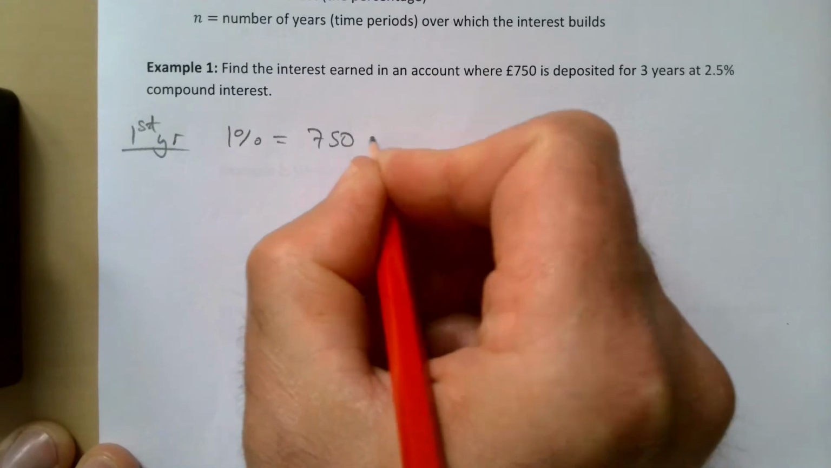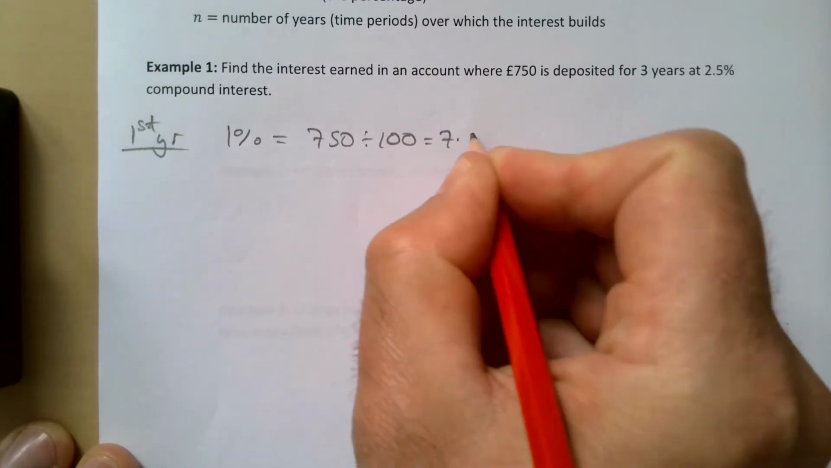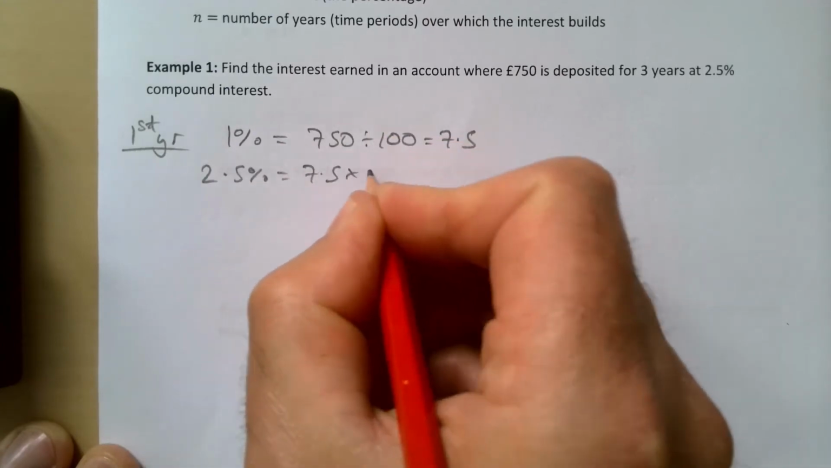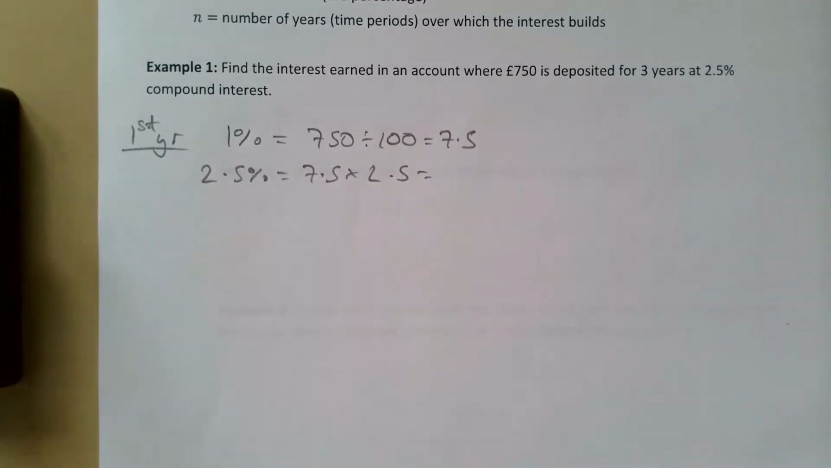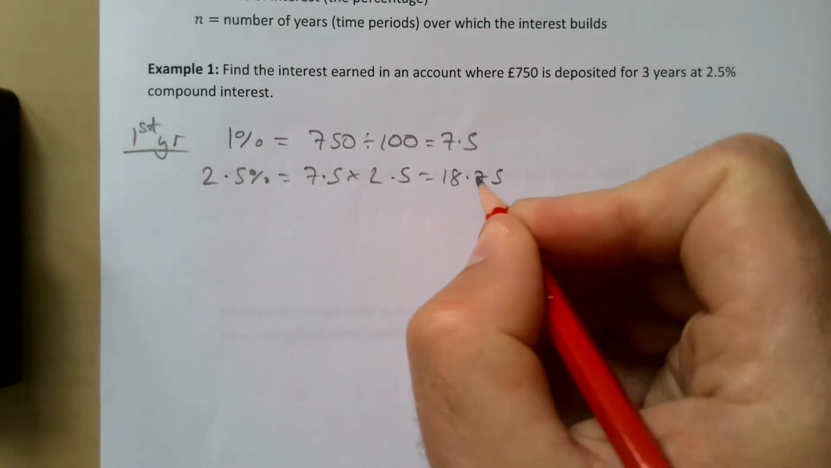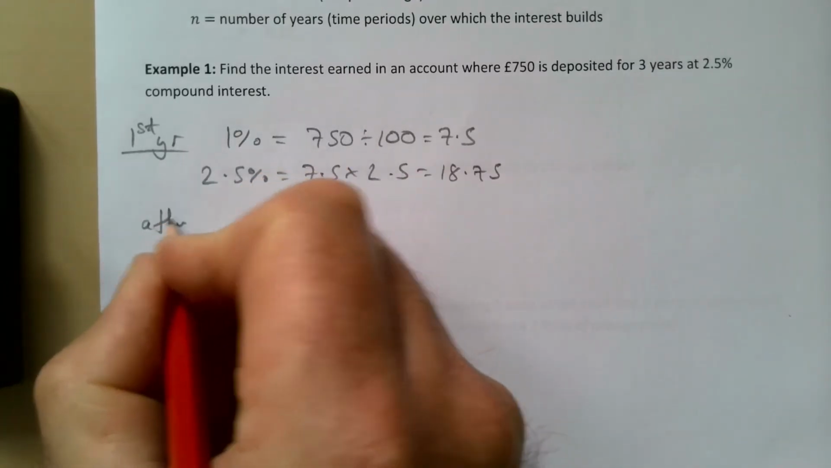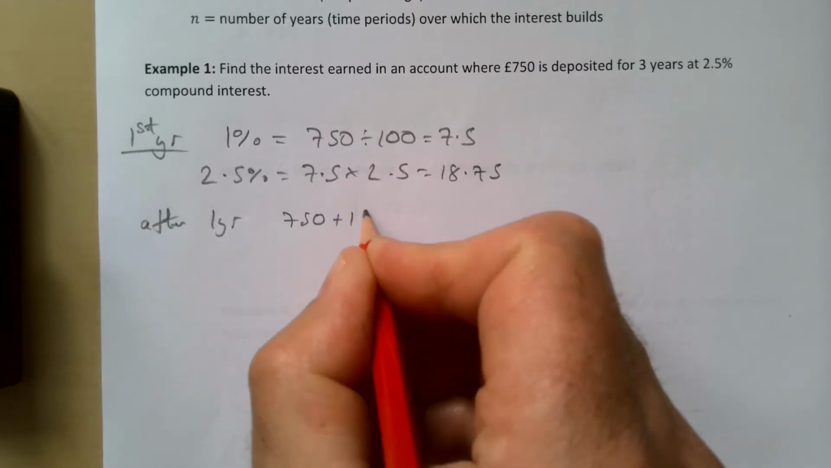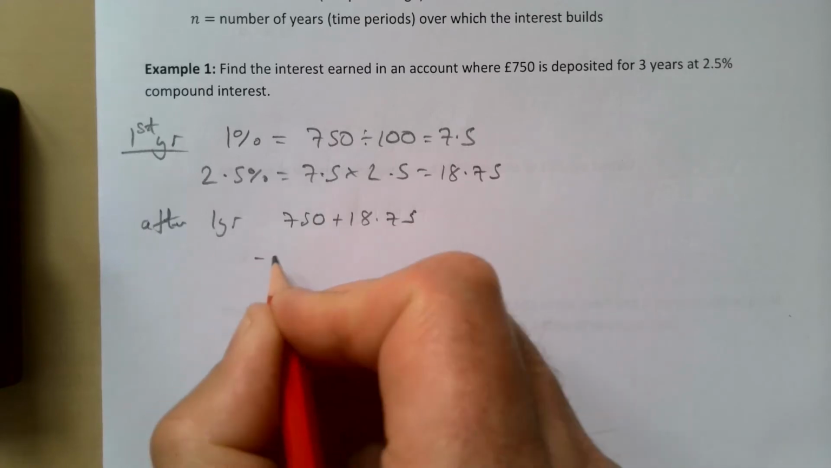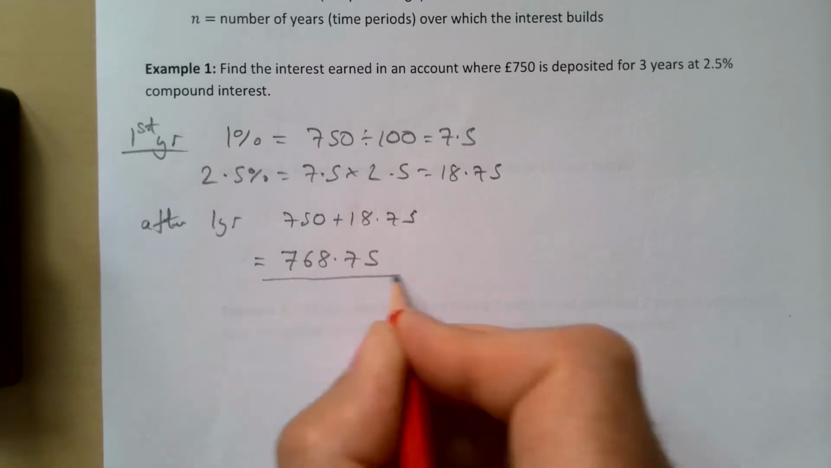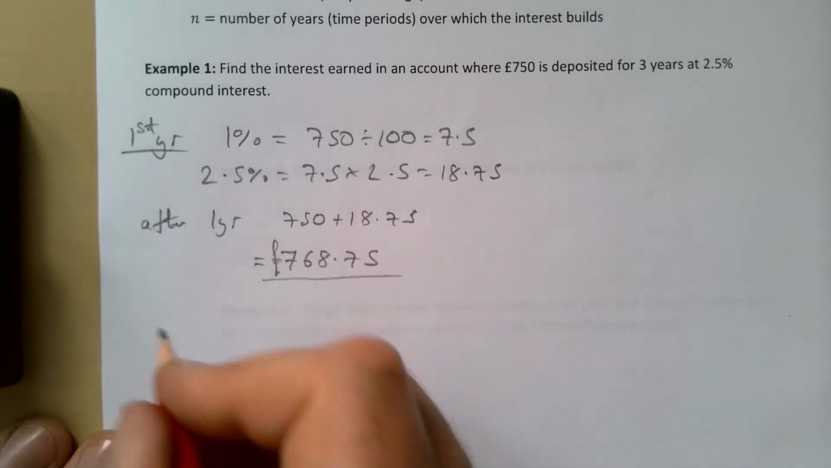which is 750 divided by 100, which of course then is 7.5. 2.5%, then, is 7.5 multiplied by 2.5. This gives us 18.75. So after 1 year, we have £750 plus £18.75. So we have £768.75.